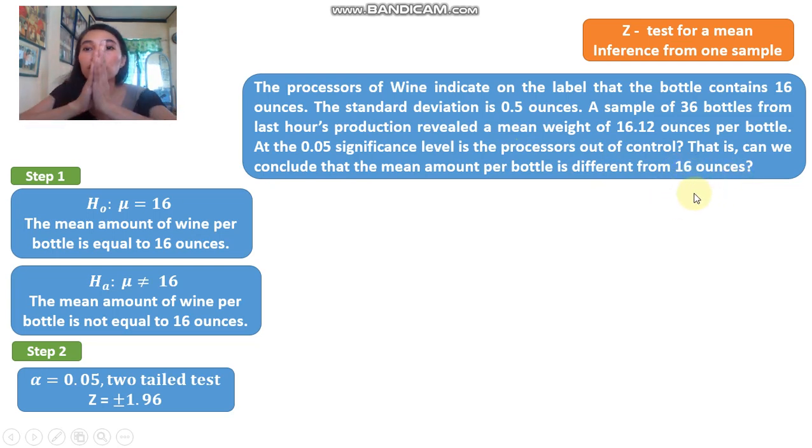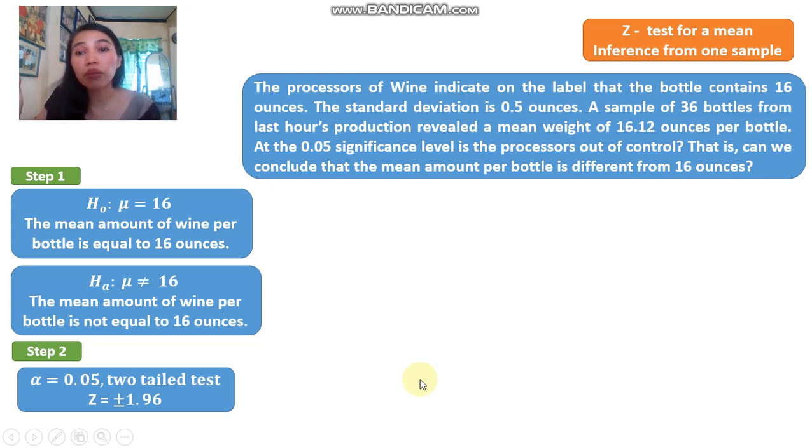It's like this. If the point of reference is 16 and the answer is 17, 17 is greater than 16, and 17 and 16 are different. Now, if 16 is our point of reference and we have 15, 15 and 16 are also different. We need to test both sides of 16, greater than 16 and less than 16. So it is a two-tailed test because we need to test the two sides of our point of reference.